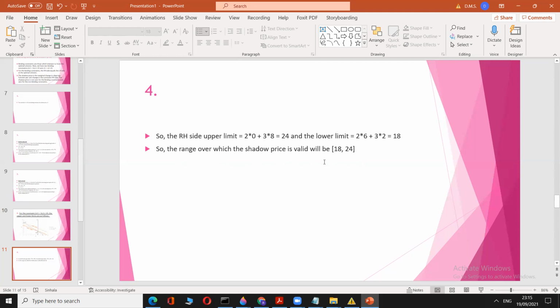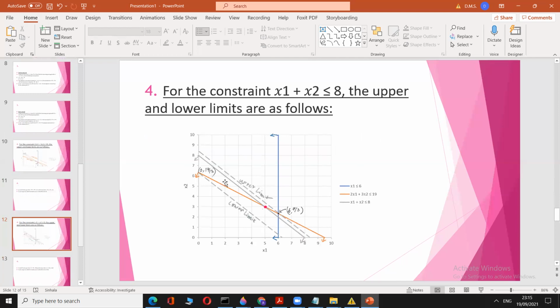Okay, this is the representation of the closed boundaries. Then the lower value is 18 and the upper is 24. You can represent it this way. So the shadow price range is 18 to 24. Shadow price range, another name for it is the range of feasibility. Okay, in the same manner you can do it for the next constraint line.